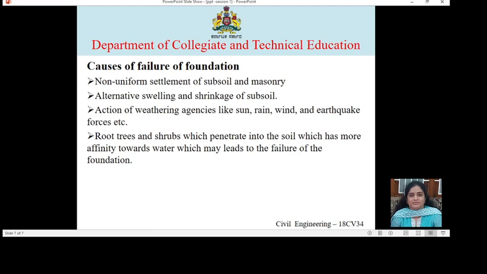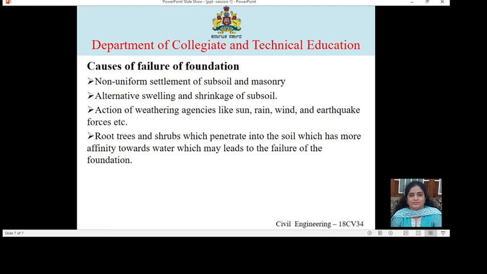So, non-uniform settlement of subsoil and masonry. There may be a chance. A common cause is alternate swelling and shrinkage of subsoil, that is, opposite conditions: one is the water content increasing and the other is drying of the soil. Next is the action of weathering agencies like sun, rain, wind and earthquake forces, etc. This also will disturb the foundation.